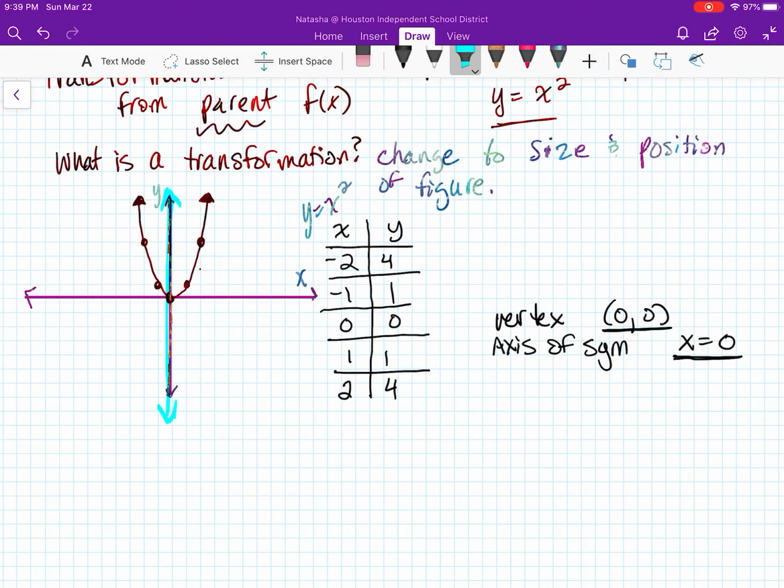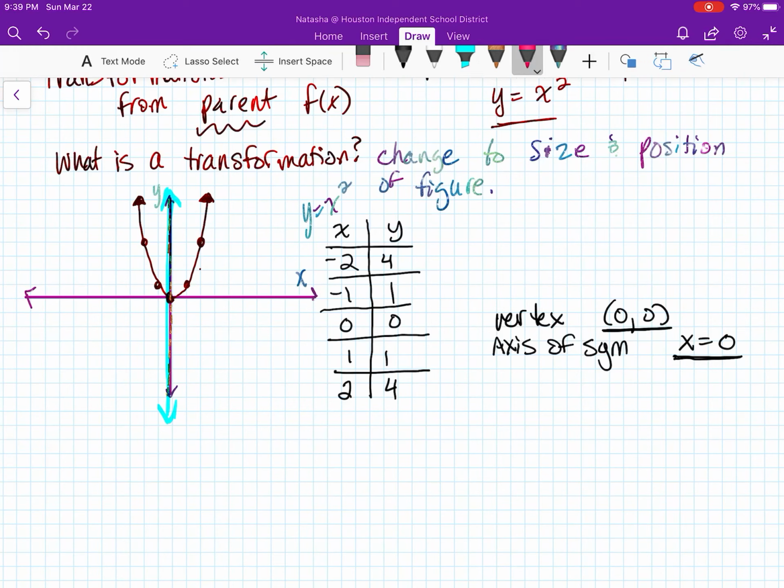Depending on what happens to our transformation, that's going to either move it left or right, up or down, or it may not move it because our parent function goes through the vertex. So you can identify what transformation is happening by looking at what's happening to our vertex.